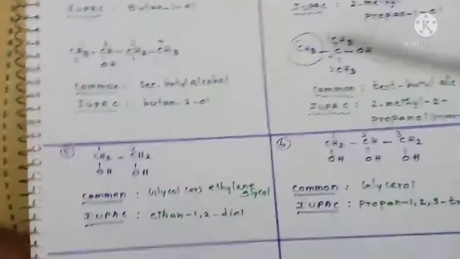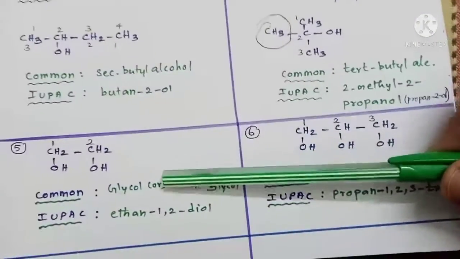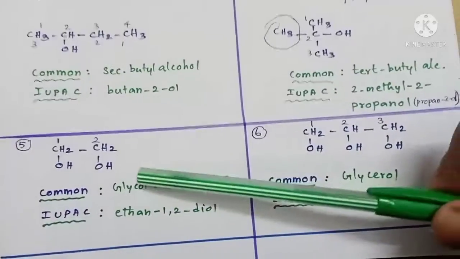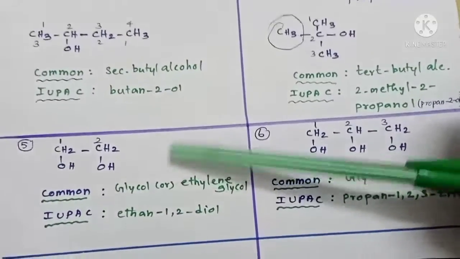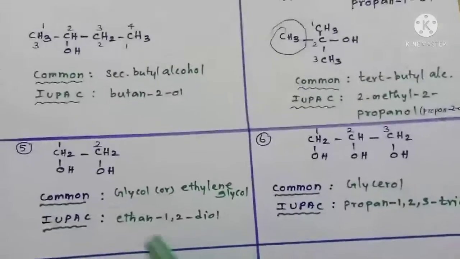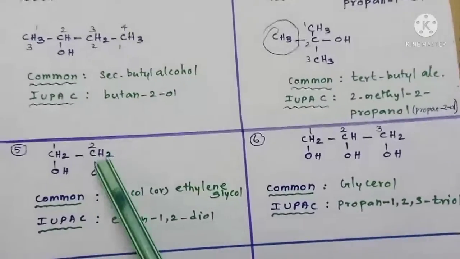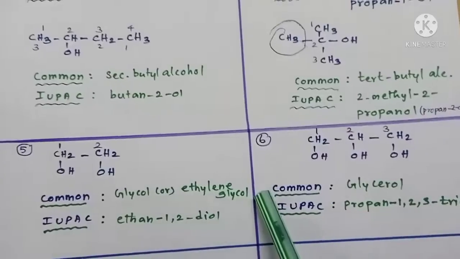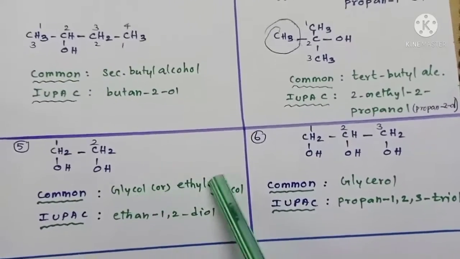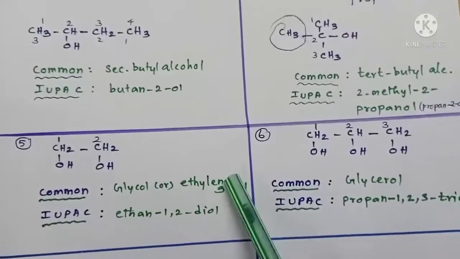Okay, so let us see 2 more examples. The one which has 2 OH groups, and the other which has 3 OH groups. We call the first a dihydric alcohol, aliphatic dihydric, and this is an aliphatic trihydric alcohol. Right. The common name of this compound is either glycol or ethylene glycol. That is the common name, not based on any rule. It is a non-systematic name.